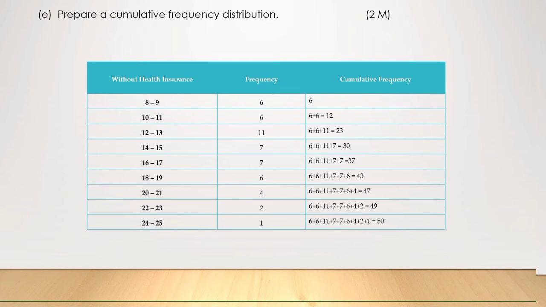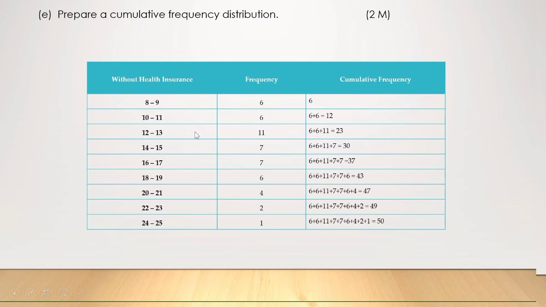Prepare a cumulative frequency distribution. This is our cumulative frequency distribution table. This is our class limit. This is our frequency, which we calculated previously. The cumulative frequency will be the frequency added to the previous frequencies. So this is 6, we don't have a previous line. And this is 6, added to the previous frequency 6.